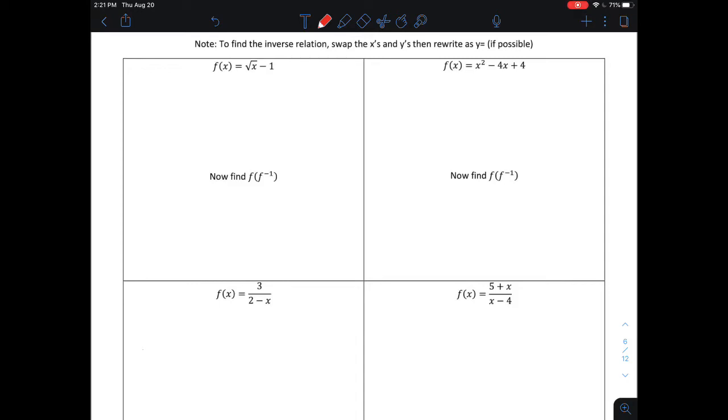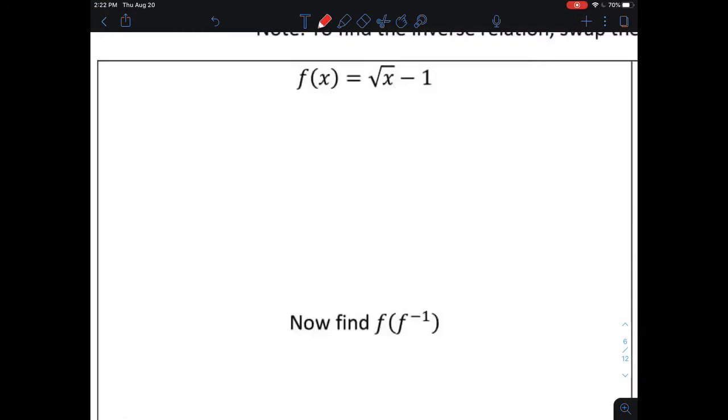All right, so in this video, we're going to look at finding the inverse of equations. So an inverse relation, basically all you're going to do is swap out the x's and y's, and then if possible, try to rewrite it as y equals. So in this first function, I'm going to set it equal to y, and then swap my variables. So let's say x equals square root of y minus 1, and then rewrite it as y equals.